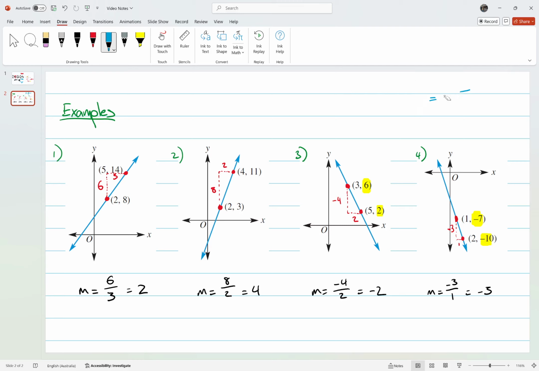Anyway, hopefully this has not been too difficult. It's really just looking at 2 points, seeing how far up and down you went and how far across you went, and writing that as a fraction.